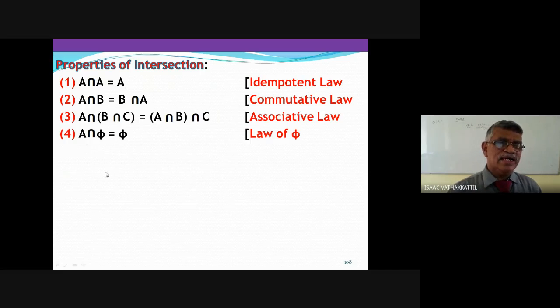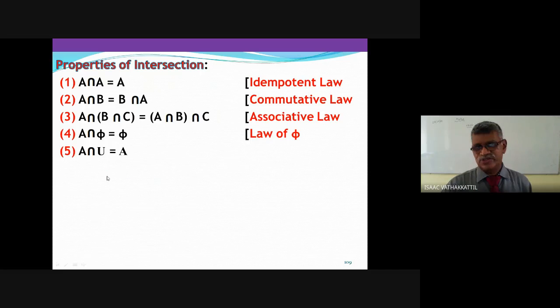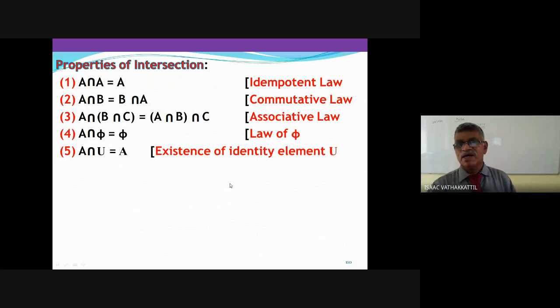What will be A intersection universal set? Universal set will contain every element. When you take the intersection with A, that is A itself. Because whatever there is in A is in the universal set. That is the existence of identity element in intersection. That is U. See, if it is in union, identity element is null set.